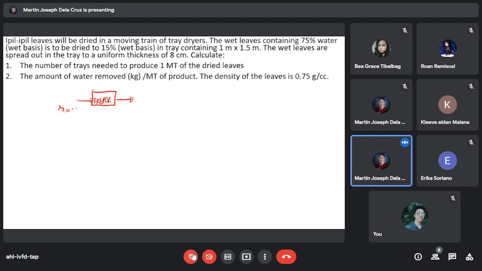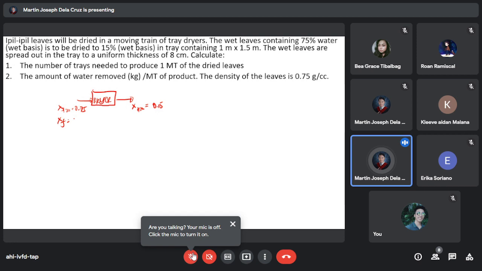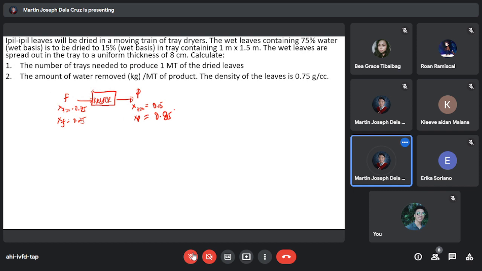And then your XH2O here in your product side that we need to retain is 0.15. So meaning to say, some moisture content has been removed. So, you take note class that our XF is 1 minus 0.75 which is 0.25. And then, our XP, class, this is your feed, this is our product, class. So, this is 0.85 class. Okay? So, 1 minus 0.75, 1 minus 0.15. Right?